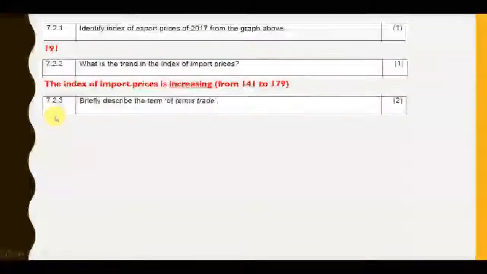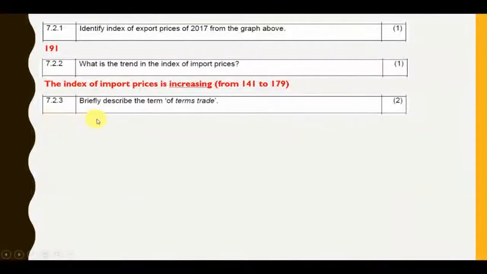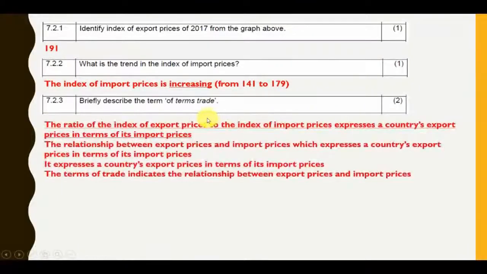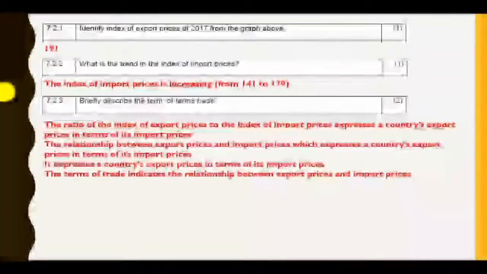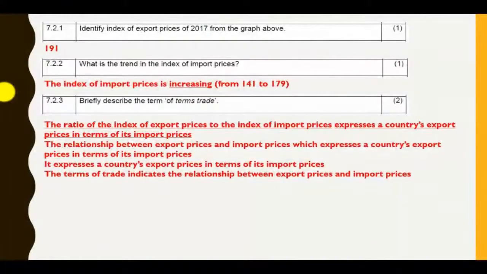Then our definition question for this question 12: briefly describe the term terms of trade. If you go back to your multiple choice, match the columns, I think it was there. So there is a definition for you. Terms of trade was there. The answer was C: the ratio between the price of exports of a country and the price of imports of a country.